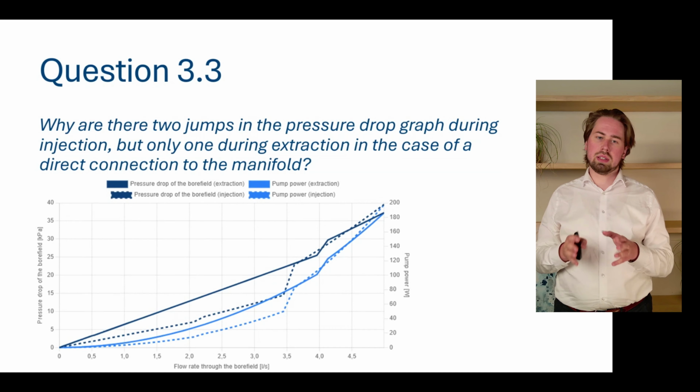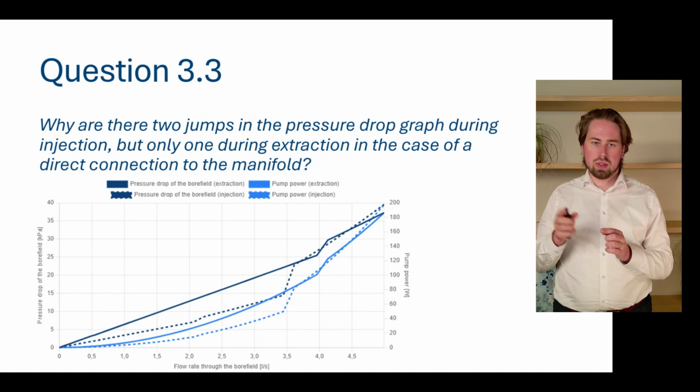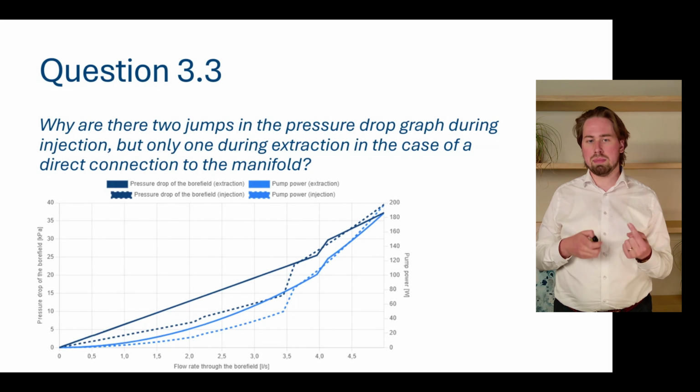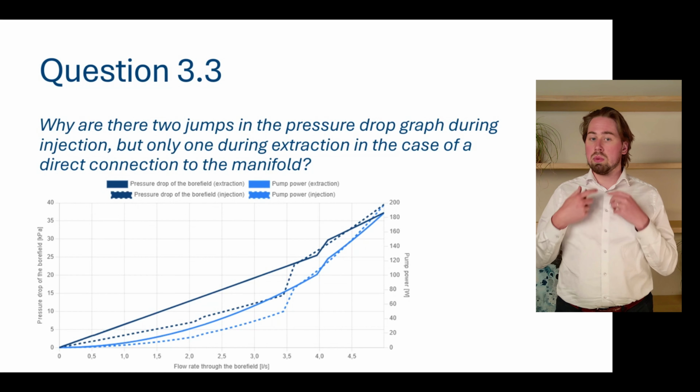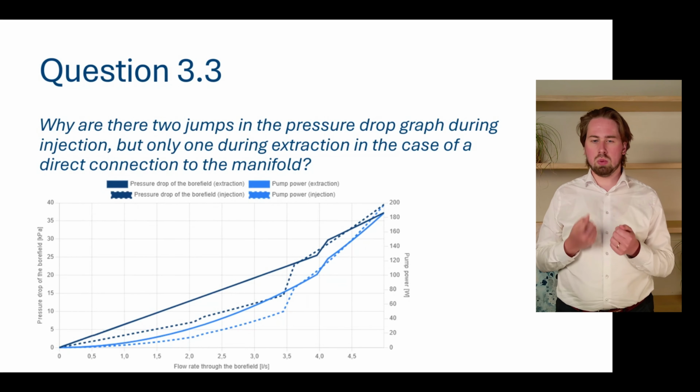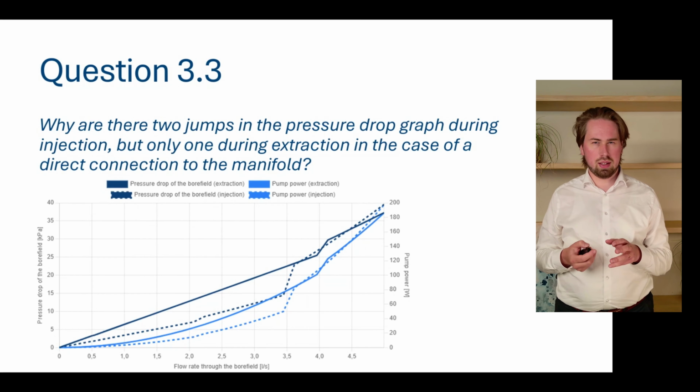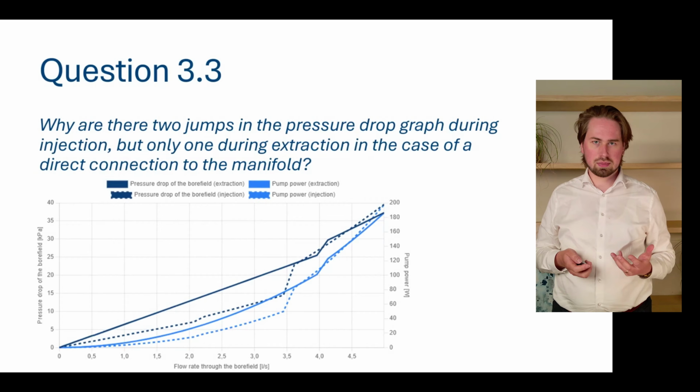And what you see here in this graph is that we have two jumps, one at around 2 liters per second, the other one at around 3.5 liters per second. And when we're in extraction mode, we only see one at around 4 liters per second. And the question is why?